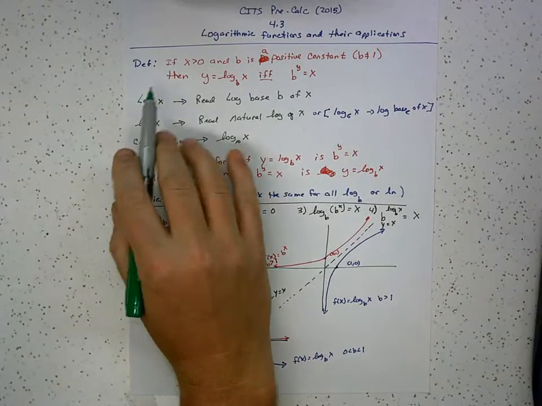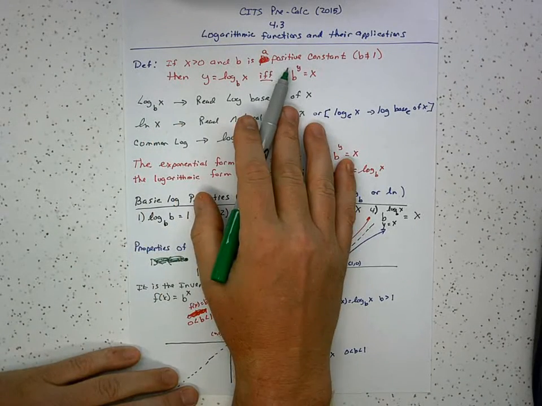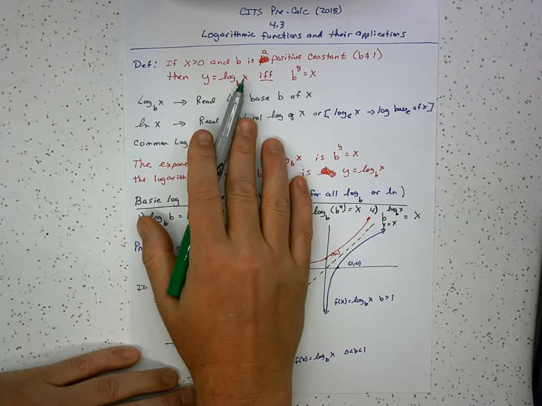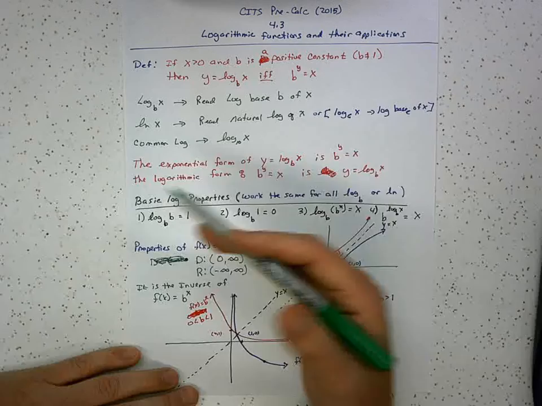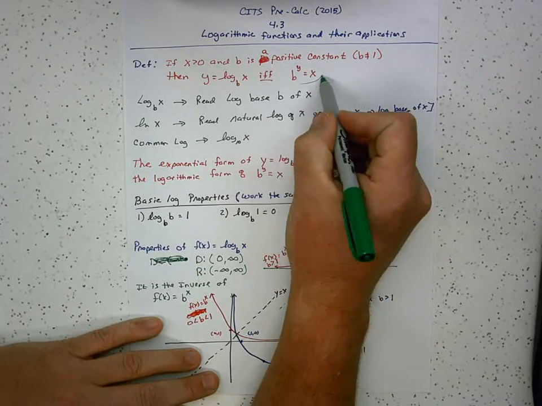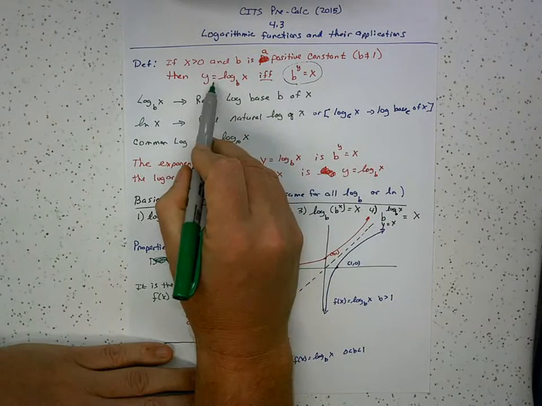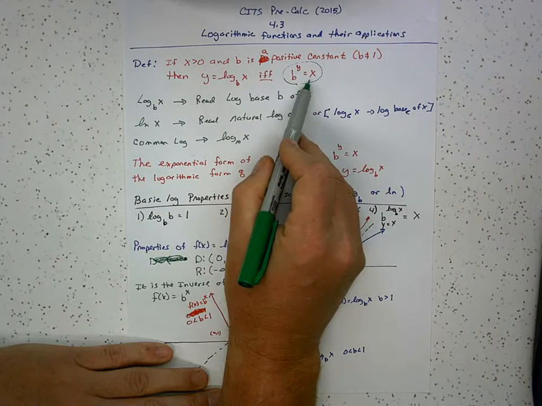So let's give ourselves a definition. If x is greater than 0 and b is a positive constant, then y equals log base b of x if and only if b to the y equals x. I know that can sound confusing, but all it's telling us is that if we have an exponential function where x equals b to the y, we can change that into a logarithmic function by sliding it over.